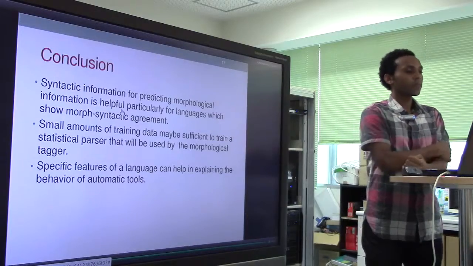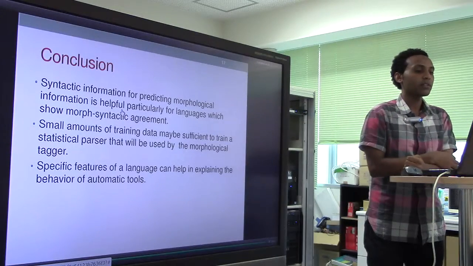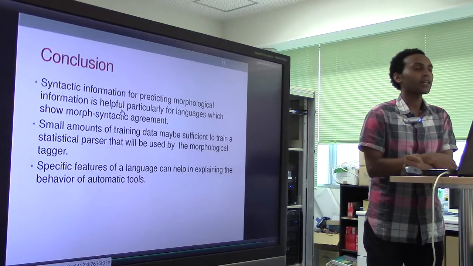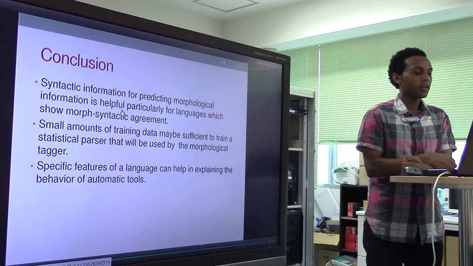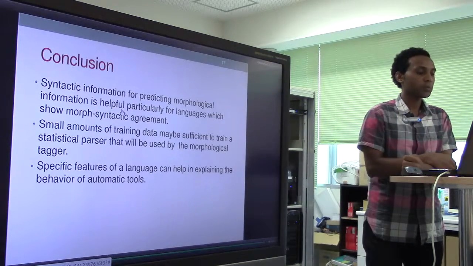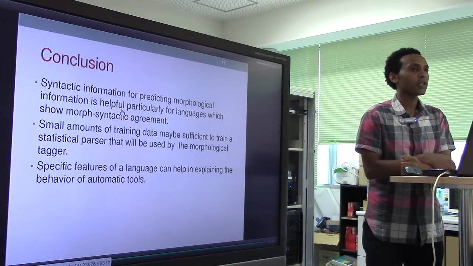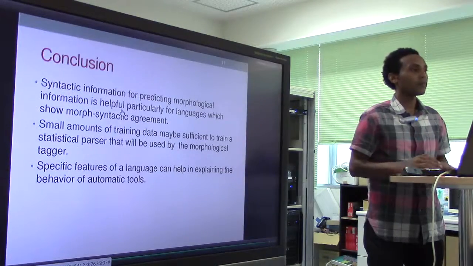In conclusion, the syntactic information for predicting morphological information is very helpful, particularly for languages which show morphosyntactic agreement, and a small amount of training data may be sufficient to train a statistical parser that will be used by the morphological tagger. Specific features of languages can help in explaining the behavior of automatic tools, as we have seen in German and Czech. So this was the conclusion for the experiments, the research to find out if syntactic information can help to boost the performance of morphological taggers.